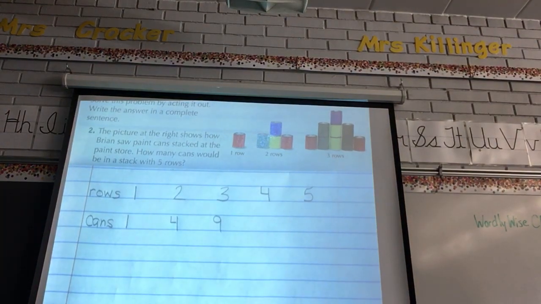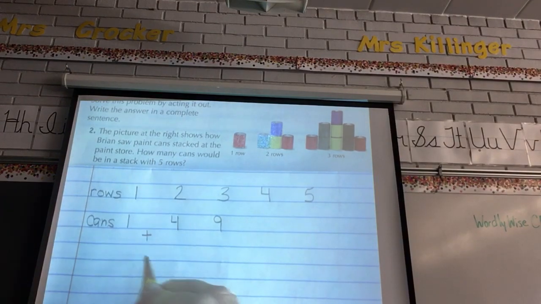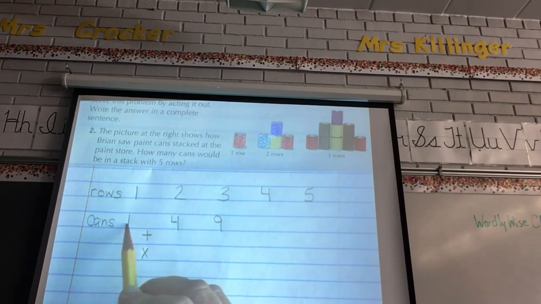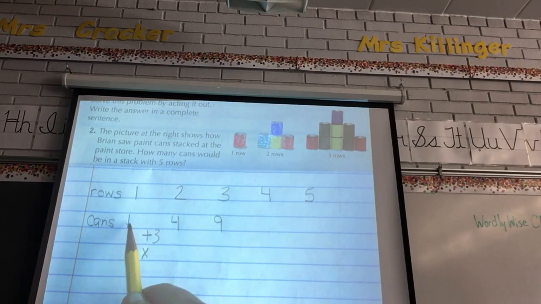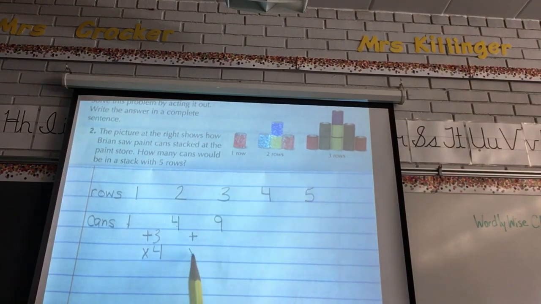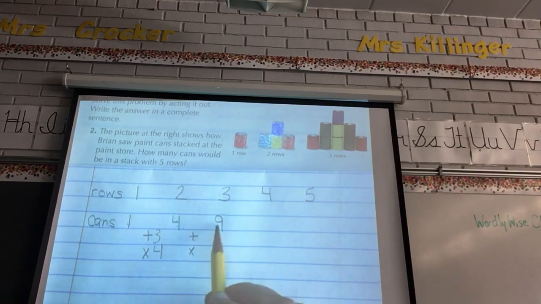Once again, Lena, you know that you're increasing, so your pattern is either adding or multiplying. So you're going to add or multiply to 1. You would add 3 to get 4. If you're multiplying 1, you would multiply 4 to get 4. So let's see where that pattern takes us here. We have 4 cans with 2 rows. So 4 plus what gets me to 9? That would be 5.